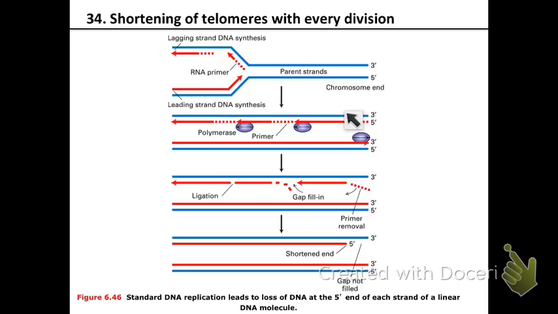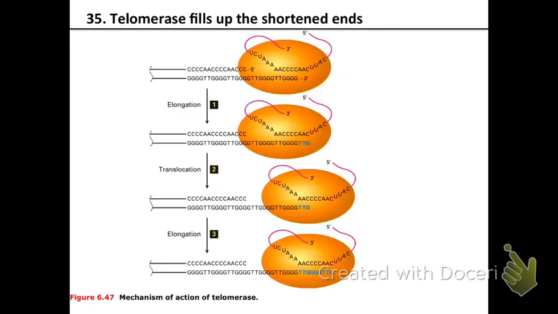So the reason for why that happens is that the lagging strand uses an RNA primer to be able to replicate in the reverse direction, right? So what happens is that in the last lagging strand replication, the primer is removed. So this end of the newly synthesized chromosome is shortened, and through new replications, that chromosome is going to get shorter and shorter and shorter.